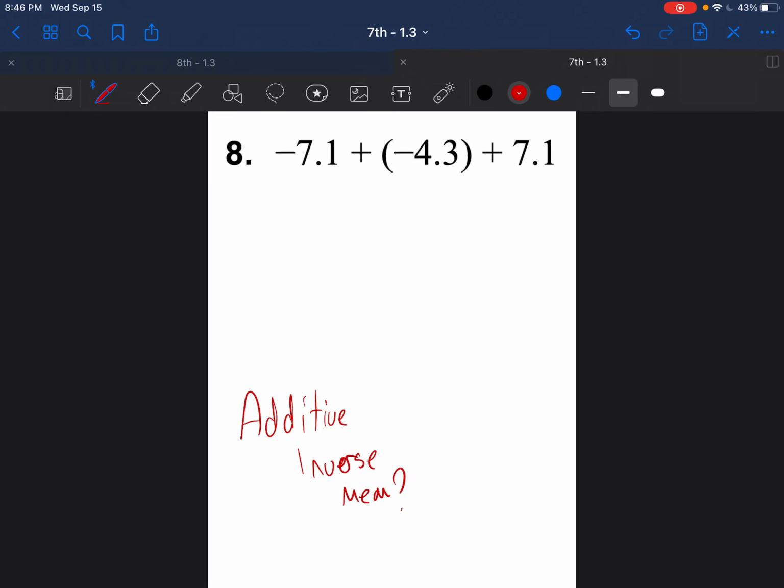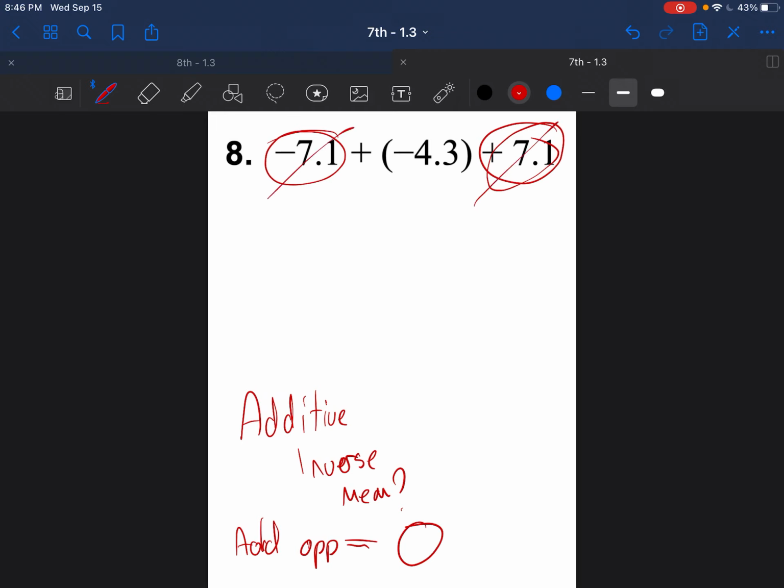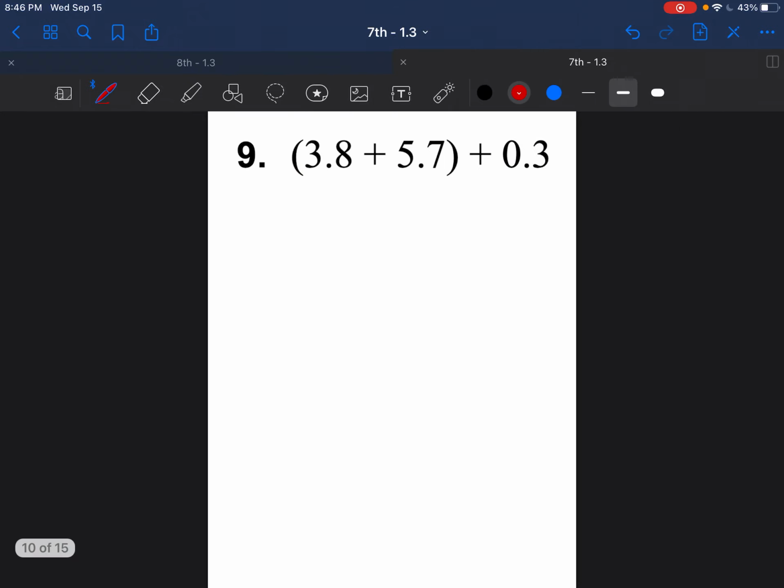When you add your opposite, it's going to equal what? 0. So let's see. I have a positive 7.1. I have a negative 7.1. If I combine those two together, I get 0. So that means our answer for this one should just be 4.3. Okay. Let's try another one.